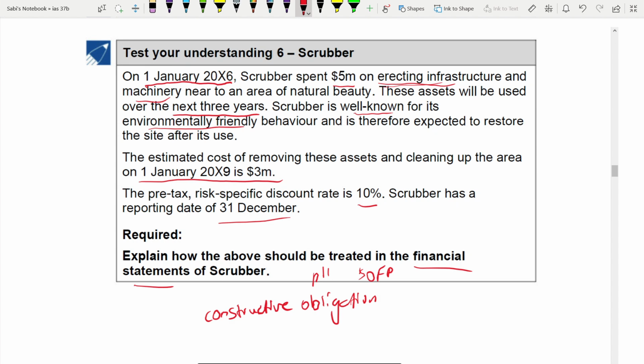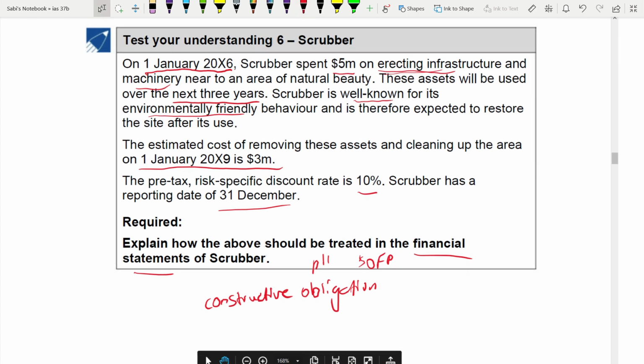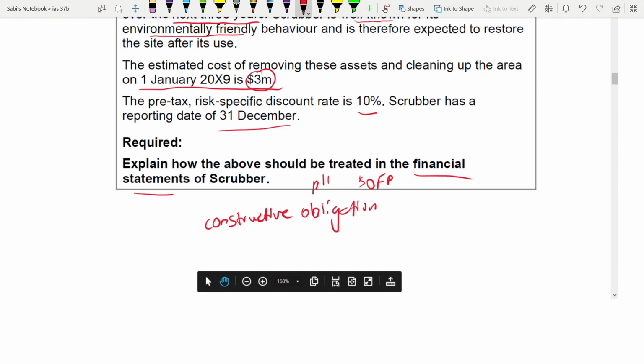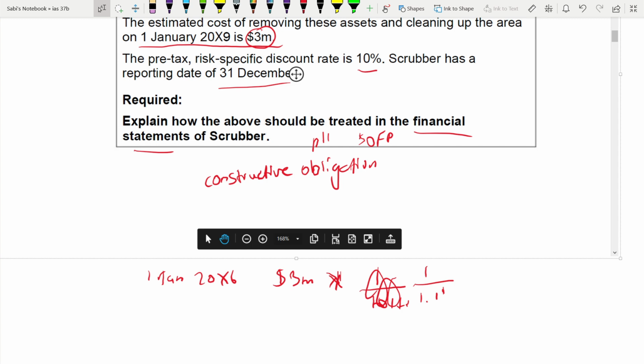Okay. And how much would be the provision on 1st of January 2006? You have been given it as 3 million. You need to discount this. So on 1st of Jan 2006, 3 million, you are discounting it by 10%. That means 1 divided by 1.1. Sorry, wait, this is to the power 3. It has to be. I'm sorry. It will be 1 divided by 1.1 to the power 3 because for 3 years.